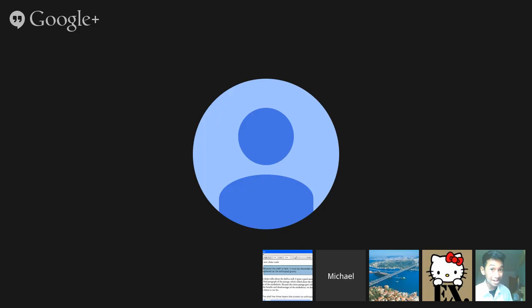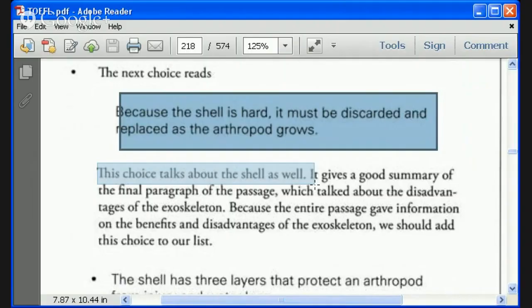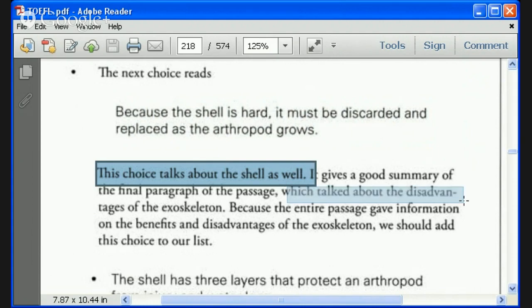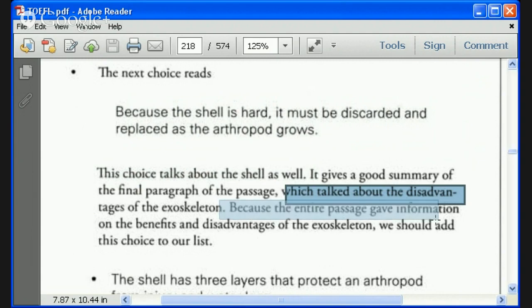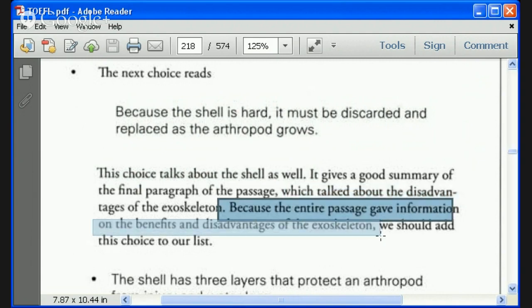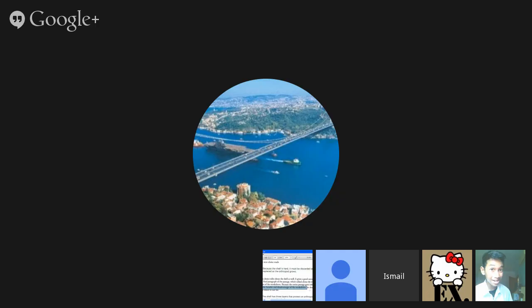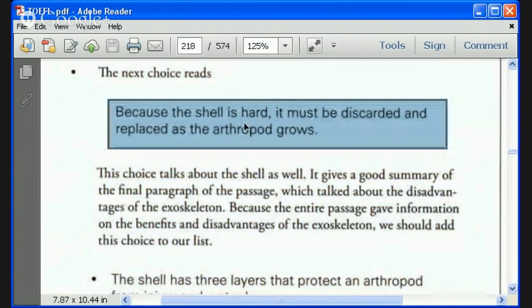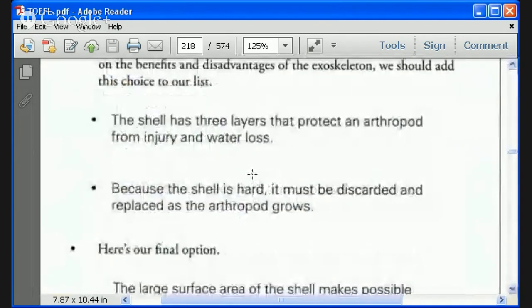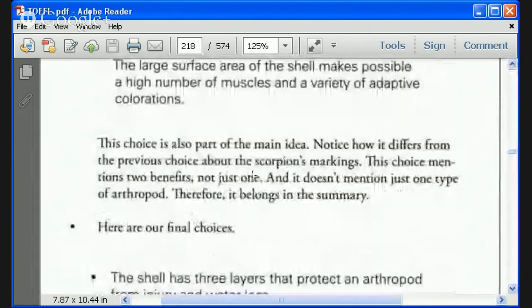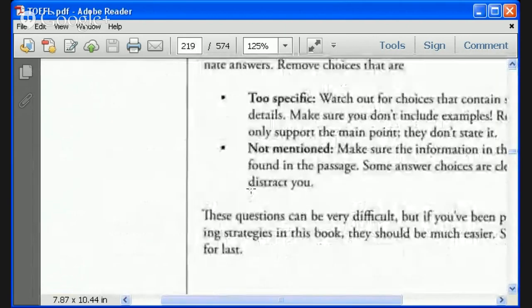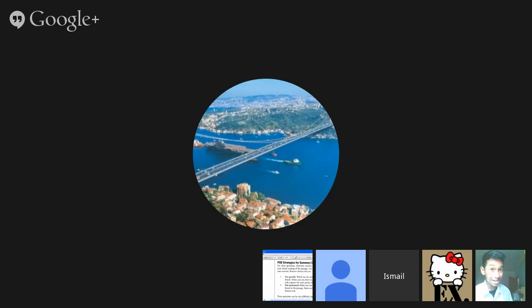Okay. You see, the choice talks about the shell as well. It gives a good summary of the final paragraph of the passage, which talked about the disadvantages of the exoskeleton, because the entire passage gave information on the benefits and disadvantages. We should add this to the choice. Okay, so this is like a summary of the disadvantages. All right. Well, there you go. And the last one definitely seems pretty good to me as well. We figured it out, but it took forever, and that's the fact.